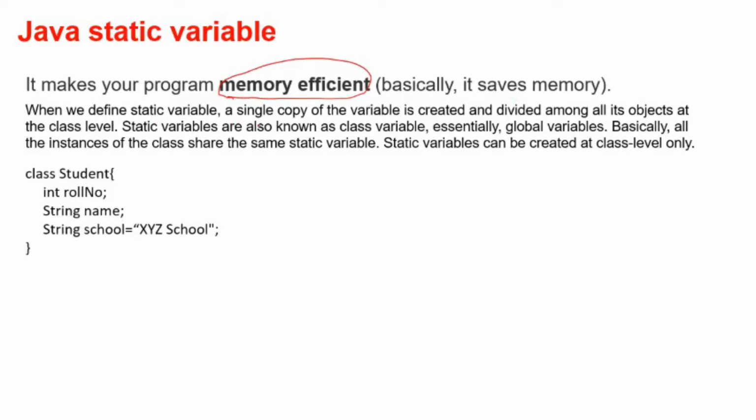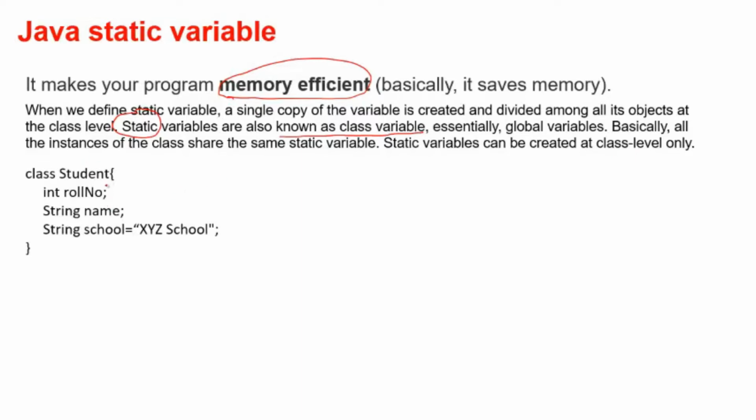When we define a static variable, a single copy of the variable is created and shared among all its objects at the class level. Static variables are also known as class variables. This could be asked in questions: what is a class variable? When we define a variable inside a class with the static keyword, that variable is called a class variable. It is sometimes also called a global variable. All the instances of the class share the same static variable. A static variable can be created at class level only.